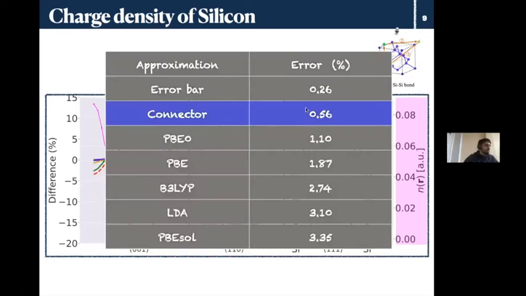So in order to get an idea about the ranking of these approximations, we can look at the total error. Here we have the total percentage error bar of QMC, 0.26%. The connector reduced the error of the LDA by a factor of 6. Then we have the other approximations here. So along this route, the best description is given by the connector function.